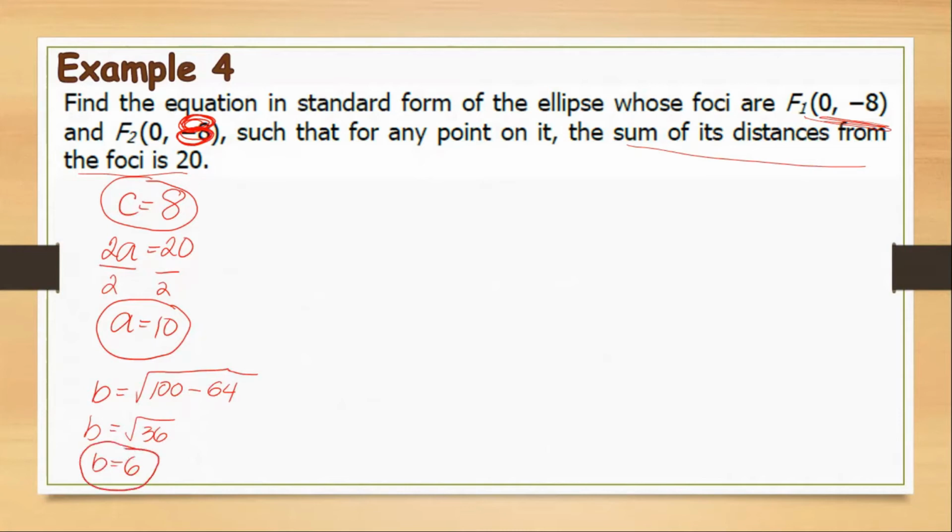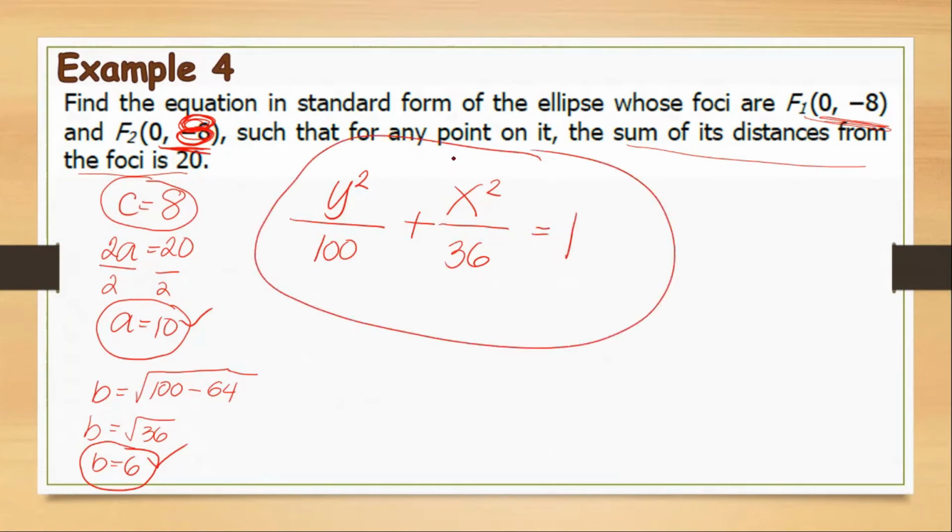We now have our A, B, and C, so it will be easier for us to find the equation in standard form. Take note that the focus is at y. So let's start with y squared first so that we will not find it hard. So y squared over our a squared, which is 100, plus x squared over our b squared, which is 36, equals 1. This will be the standard form of the equation given in example 4.